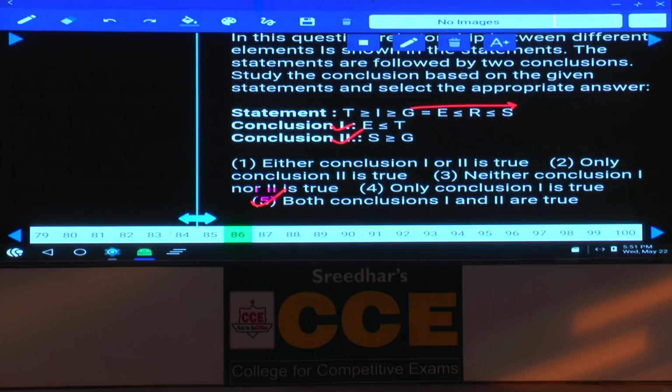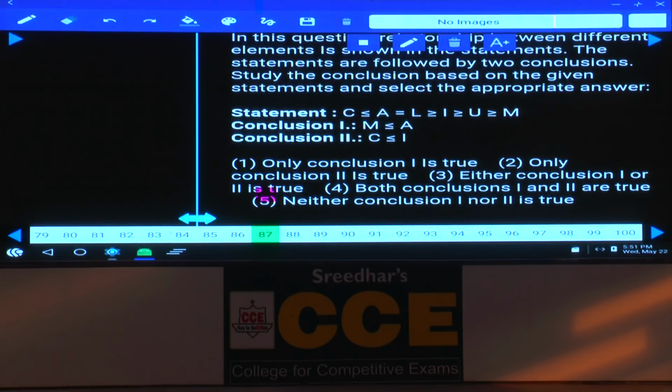Next one, question number 87. Now in this 87, the relation between A and M. Now between A and M, forget about this equals to, which symbol is common? A greater than or equals to M, M lesser than or equals to A, definitely true. Then between C and I. Now between C and I, lesser than, greater than, 2 opposite symbols, that is false. And so only conclusion 1 is true, that is choice 1.